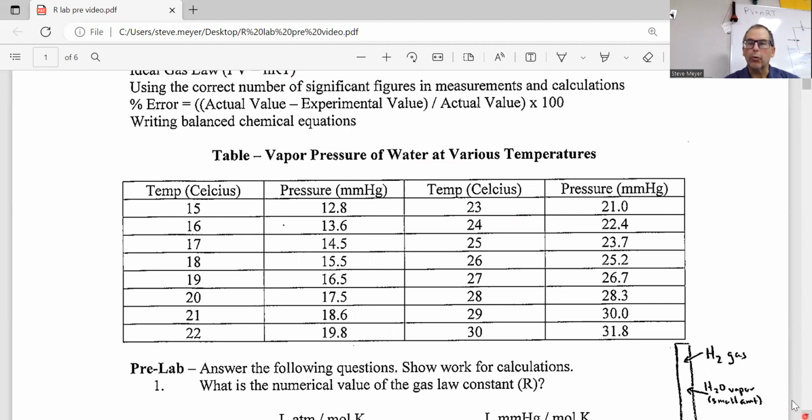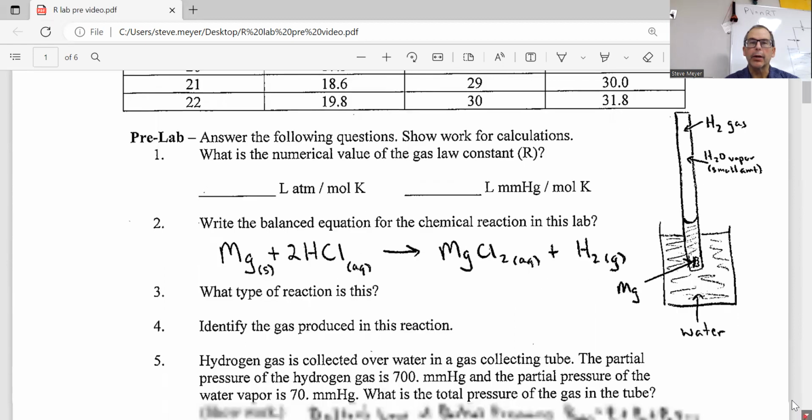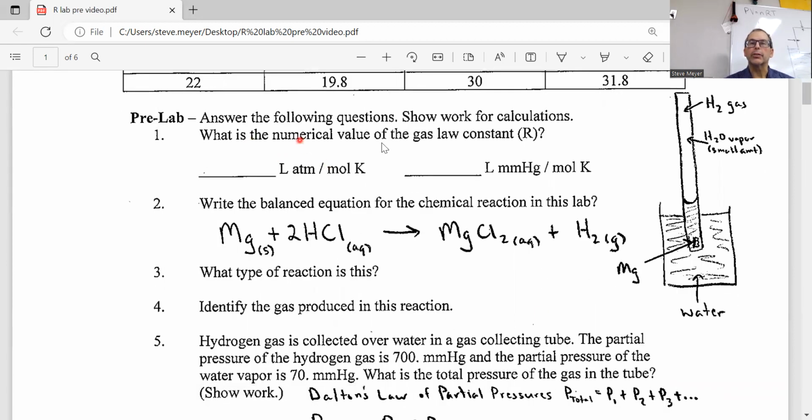And let's see, I'm going to go right to the pre-lab questions right here. So the first question says, answer the following questions, show work calculations. And you can look at page 2 of your homework packet, and I think it should be pretty clear that the gas law constant R is supposed to be 0.0821 liter atmospheres per mole K, or 62.4 liters millimeters mercury per mole K. Okay, and we'll probably focus on the second one in this lab. That's where the calculations lead us in our target right here.